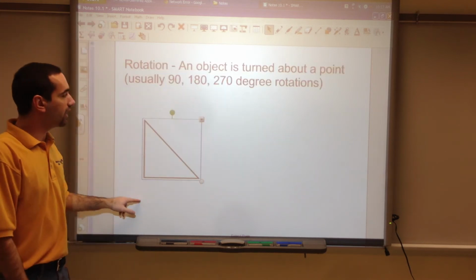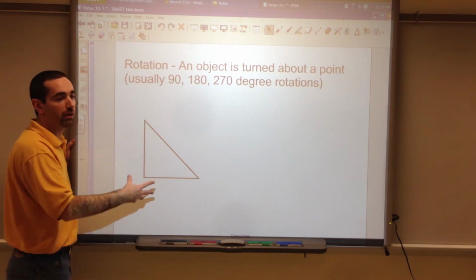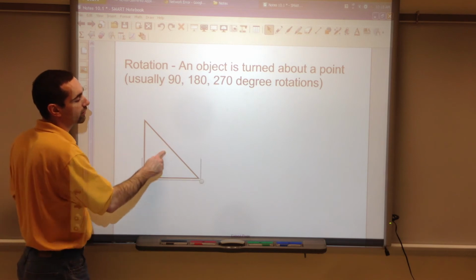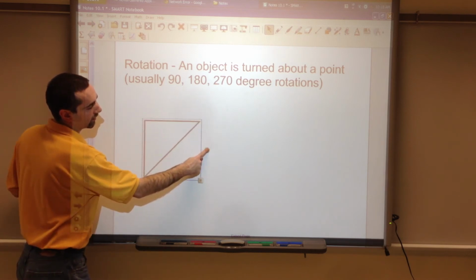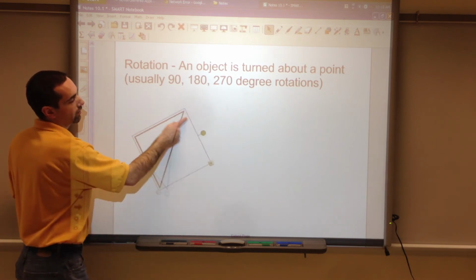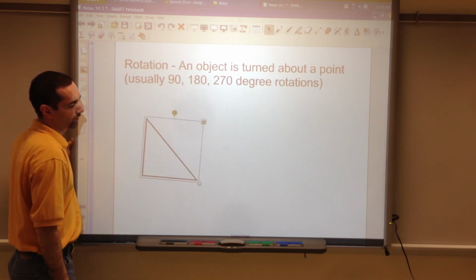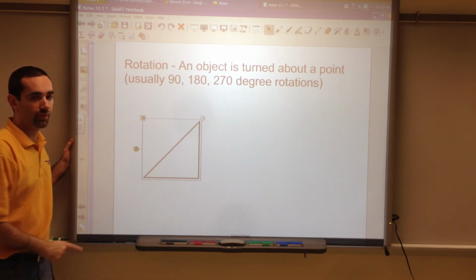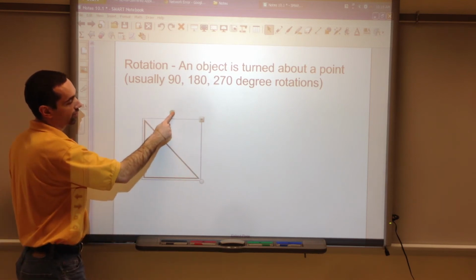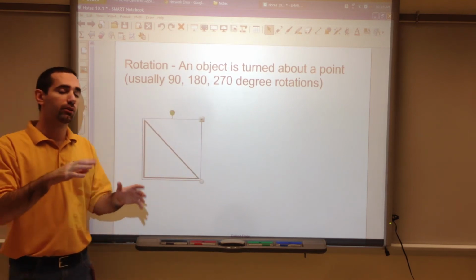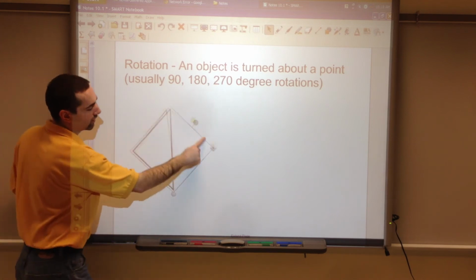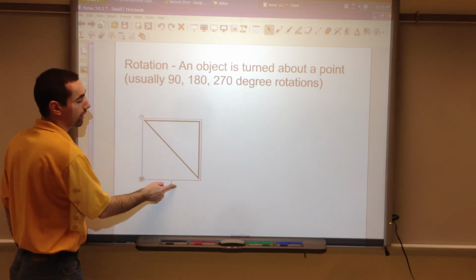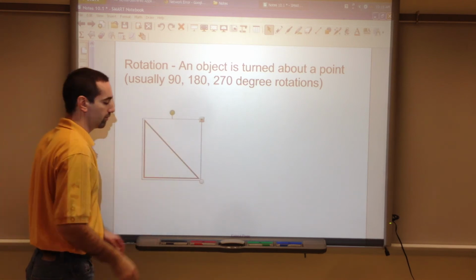Rotation. The idea of rotation is the object is turned about a point. It's usually rotated 90, 180, or 270 degrees. So rotated 90 degrees clockwise. Back to its original. Rotated counterclockwise 90 degrees. Now, back to its original. For 180 degrees, it doesn't matter whether you go clockwise or counterclockwise. 180 degrees is the same regardless which direction you go in. So something to remember here.